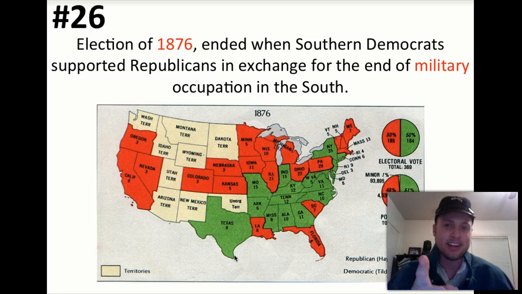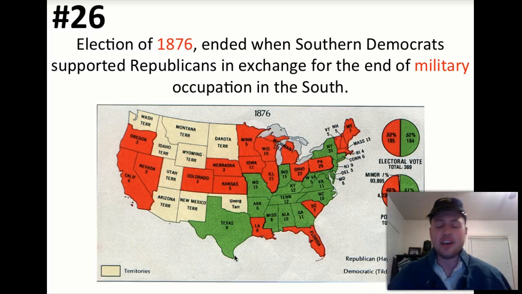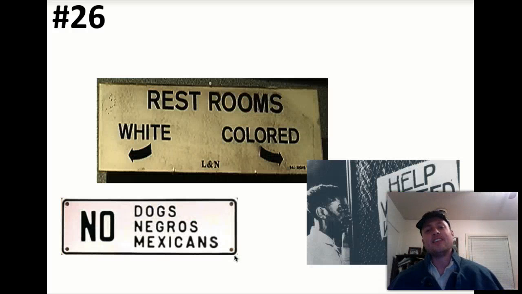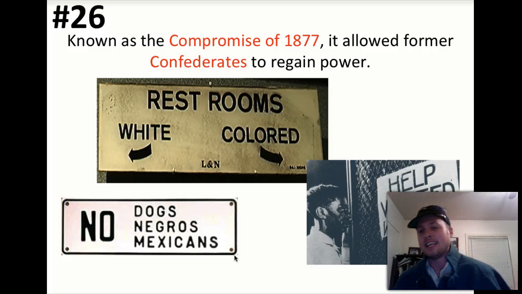We're gonna let a Republican come in. But you've got to get rid of the military in the South. You've got to end military Reconstruction. And when that happens, that ends Reconstruction. It was called the Compromise of 1877, the Compromise of 1877.